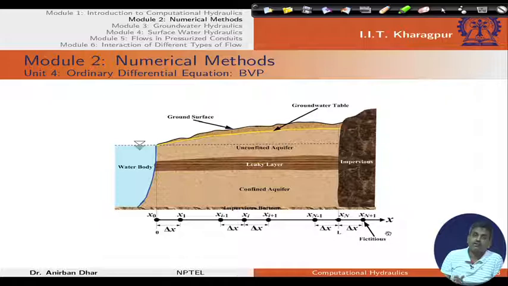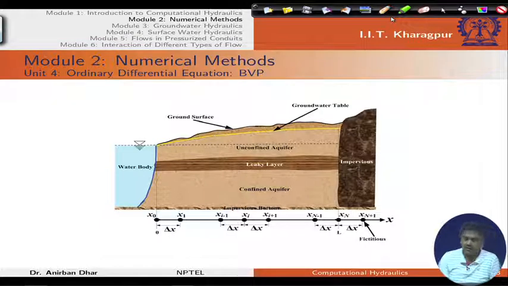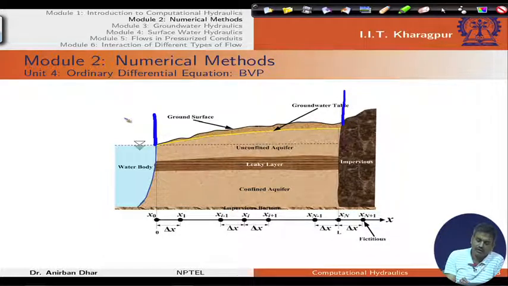In unit 4 we discussed the ordinary differential equation as a boundary value problem, because it is a steady state problem and boundary values are defined at two boundaries. This is the left boundary, this is the right boundary. The left boundary has a specified boundary condition, and on the right hand side it is a 0 flux or 0 Neumann condition, because it is an impermeable boundary on the right hand side.